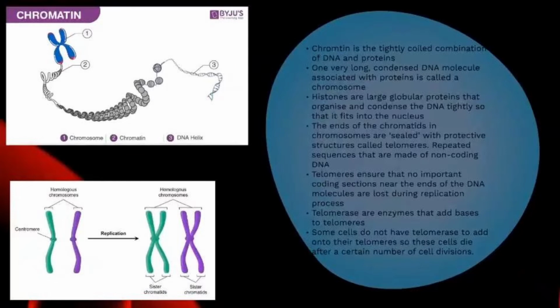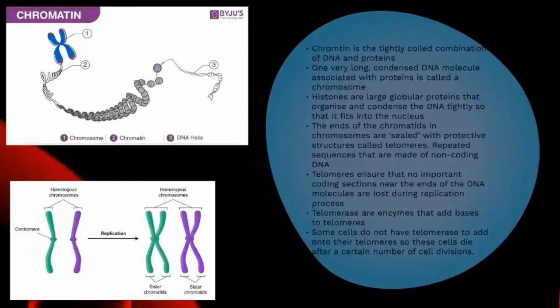At the ends of each of these chromosomes, we have something called telomeres, and telomeres are sequences of repeated DNA that don't code for any protein. So as you have already looked at, proteins are coded for by DNA, but we have these areas of DNA which we call non-coding, so they don't actually code for any proteins. But the function of these telomeres is so that the ends of the chromosomes are sealed and that they're protected.